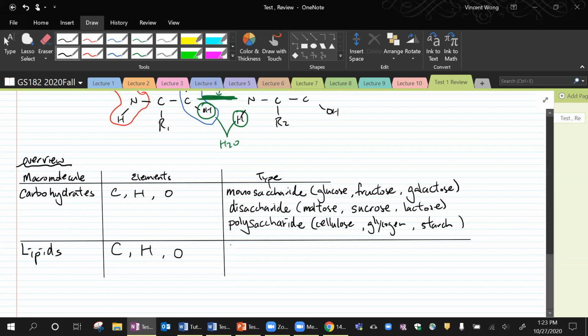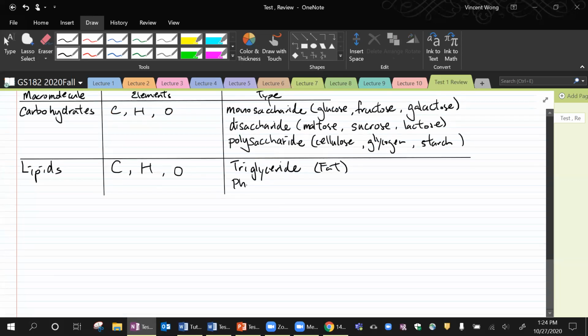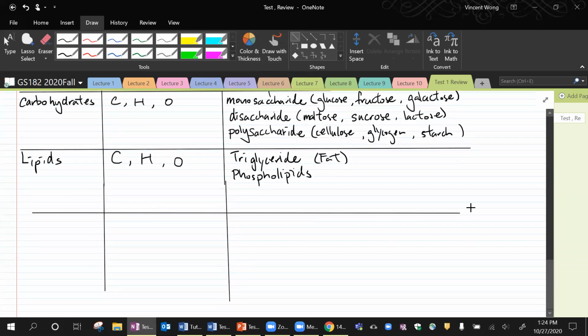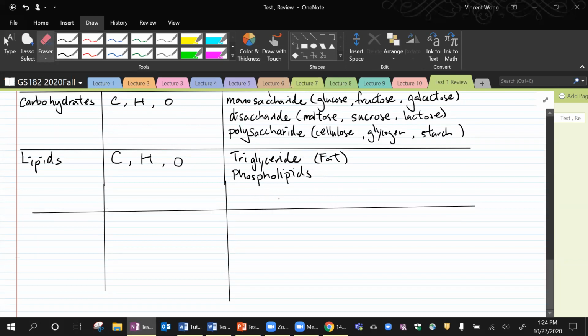And the types that we talked about include triglyceride. Another name for triglyceride is fat. We also talk about phospholipids. Again, we will summarize the function in a later chart, otherwise the chart's going to be too big. I'm just going to make this longer. We also talk about steroids.